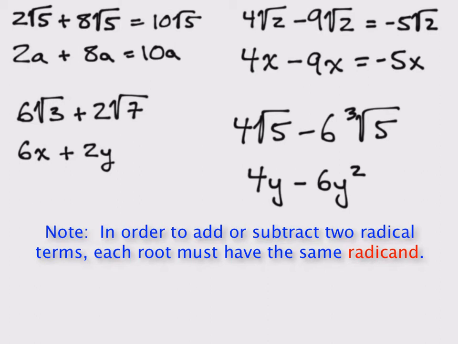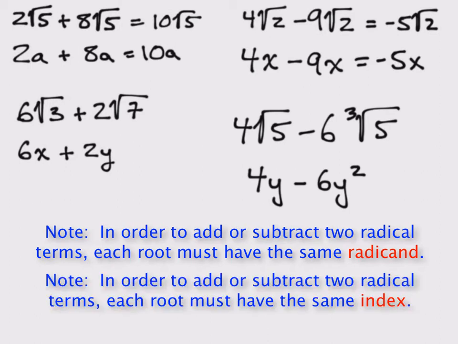So let's make another note. In order to add or subtract two radical terms, each root must have the same index. It's got to be the third root and the third root, or the square root and the square root, or the fourth root and the fourth root, or whatever it may be. So if either of those two things, the radicand or the index, are not the same, then we cannot add or subtract those radical terms.